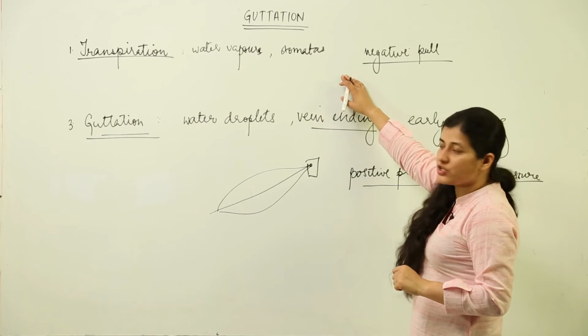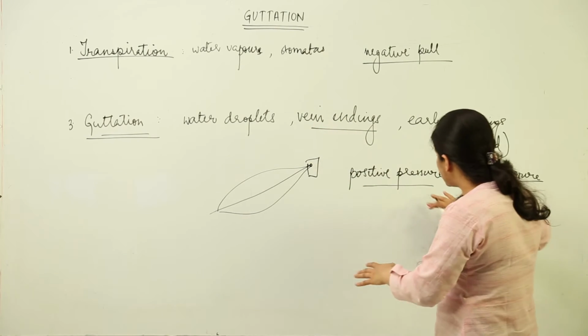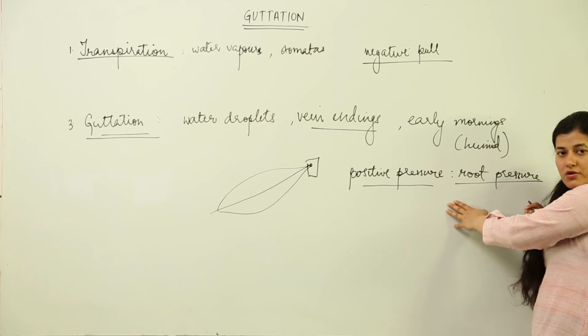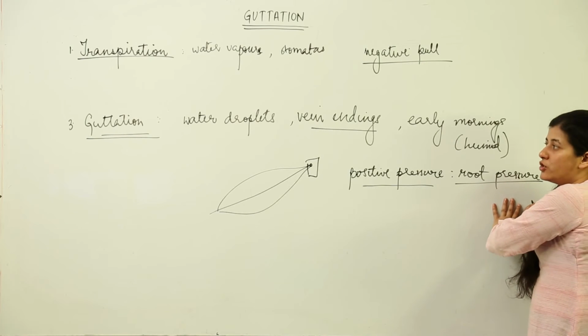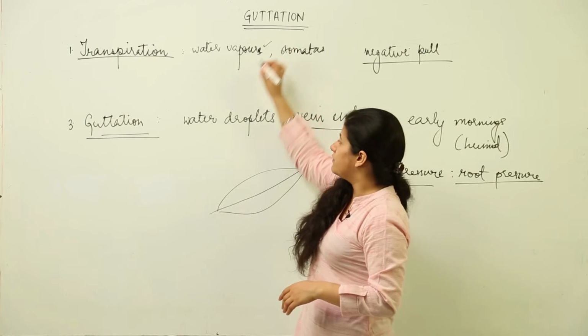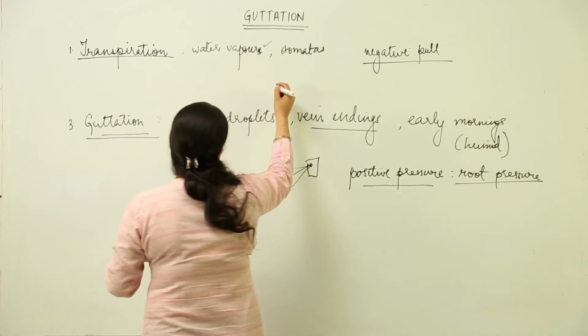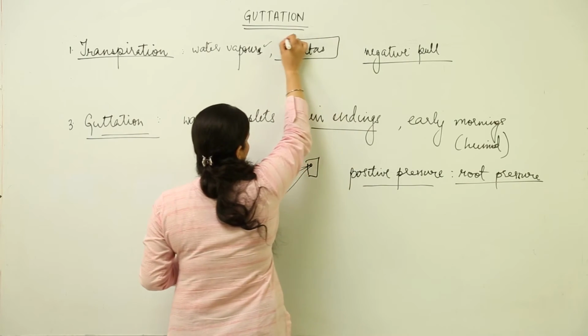So the transpiration is a negative pull, while guttation is a resultant process that occurs due to positive pressure caused by the root pressure. Third thing is that we have water vapors over here, then we have water droplets. Like in the case of transpiration, we had stomatal pores.